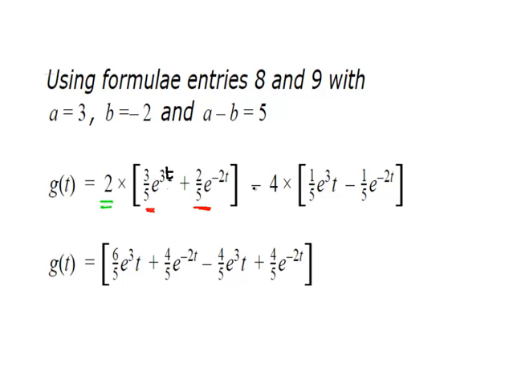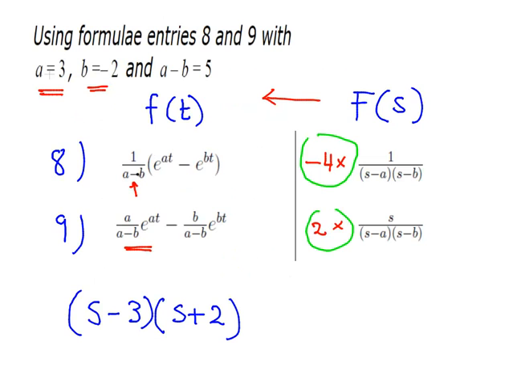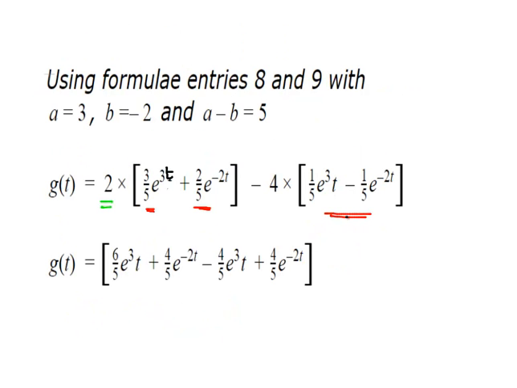Something similar over this side. 1 over a minus b is 1 over 5, times e to the power of 3t minus e to the power of bt. So e to the power of 3t minus e to the power of minus 2t. There we go. Okay. Now what I'm going to do is multiply through. Remember our coefficients, we're multiplying each term. We have 2 and minus 4.